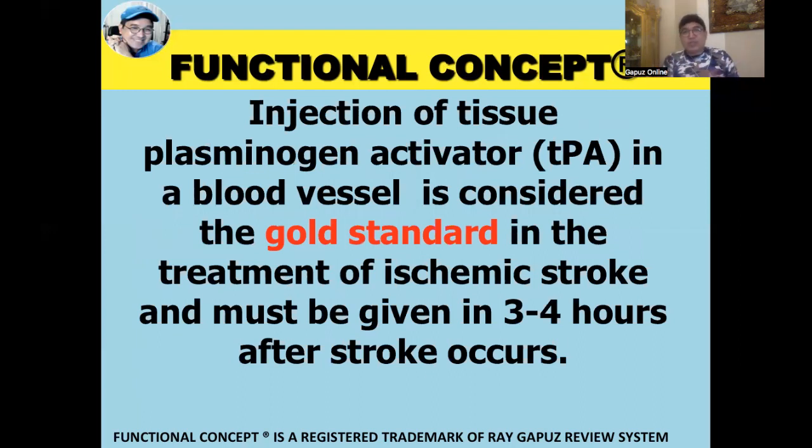So the first one here is injection of tissue plasminogen activator, or TPA, in a blood vessel, which is considered the gold standard in the treatment of ischemic stroke. Remember, ischemic stroke could be related to embolism or thrombosis or a blood clot, and your TPA must be given in 3 to 4 hours after a stroke. Now, there's an issue here.